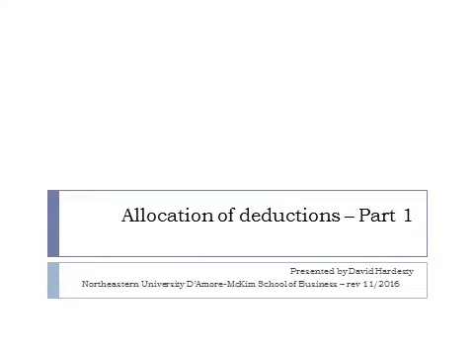Hello, I'm David Hardesty, and in this lecture we look at the U.S. domestic tax rules for allocating and apportioning deductions between U.S. and foreign source business income. This is part one.